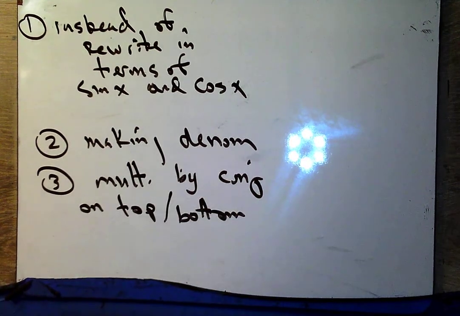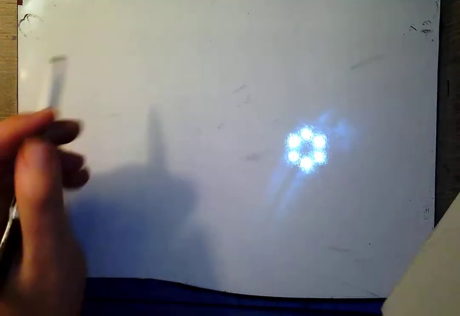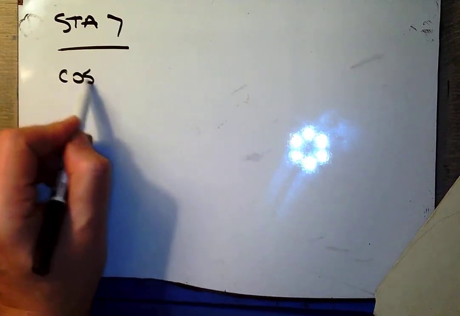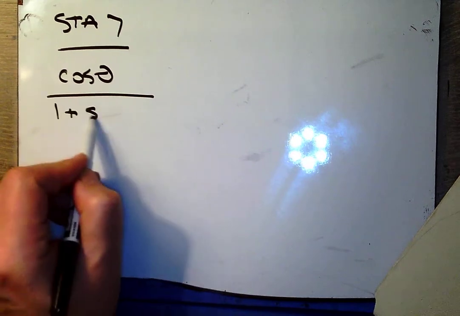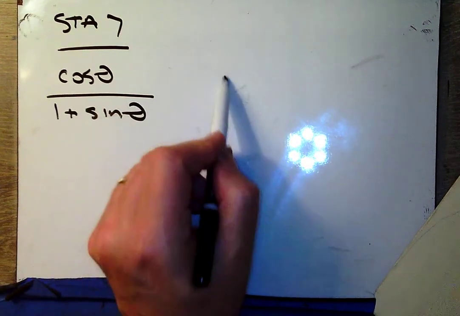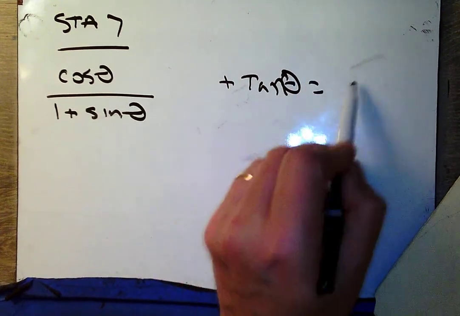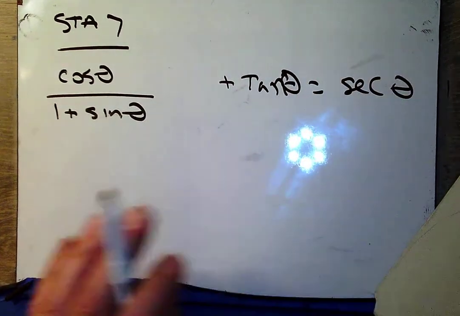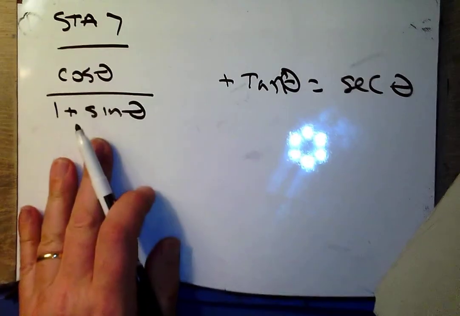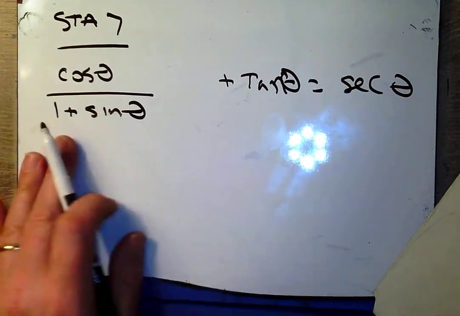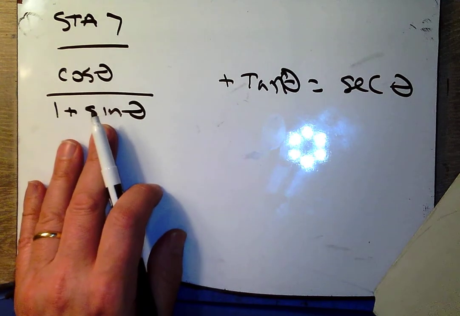Okay, good. There's station 6. Station 7. Station 7 is another verifying problem. It says cosine theta over 1 plus sine theta plus tangent theta equals secant theta. All right, now it's true I could make a common denominator, but that's a binomial. I really don't want to do that.